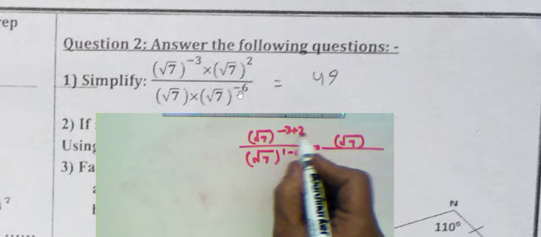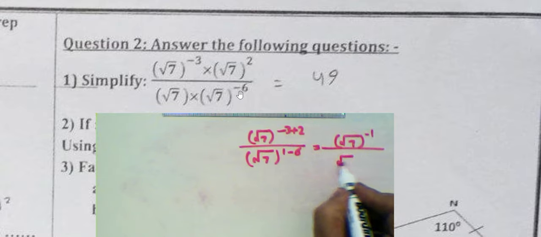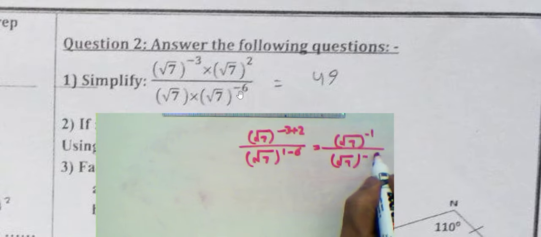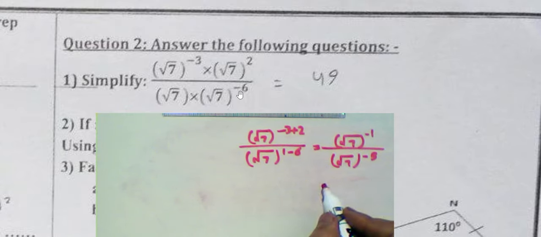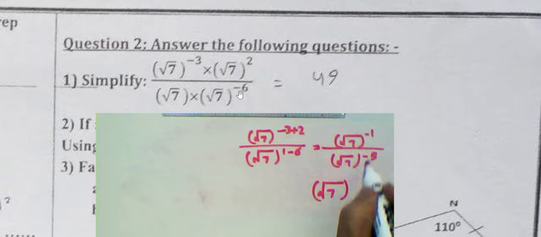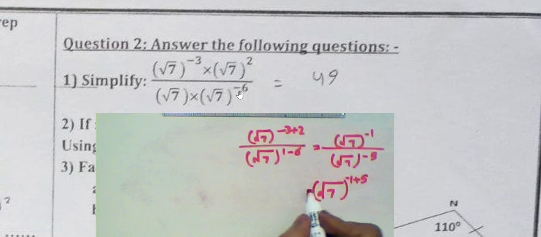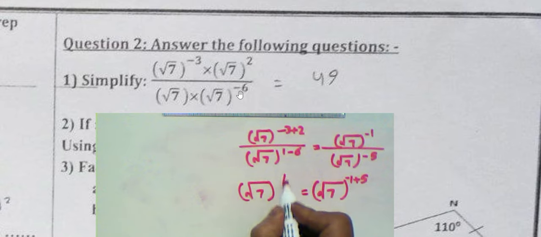Root 7 power -3 plus 2 will be -1, and root 7 power 1 minus 6 is -5. And then we can find the difference between two powers. Root 7 power -1 plus 5. Find the difference between two powers here. Then you can write root 7 in the next step. -1 plus 5 is 4.